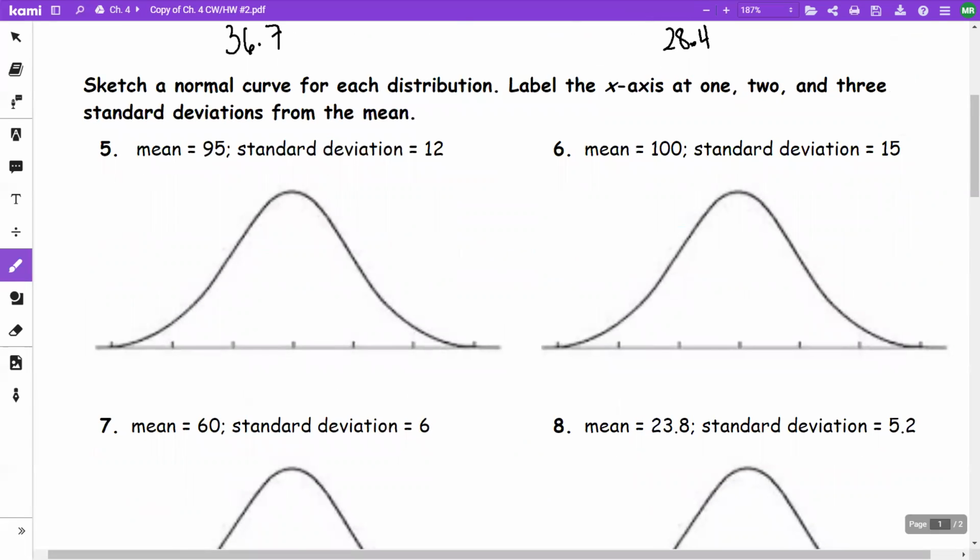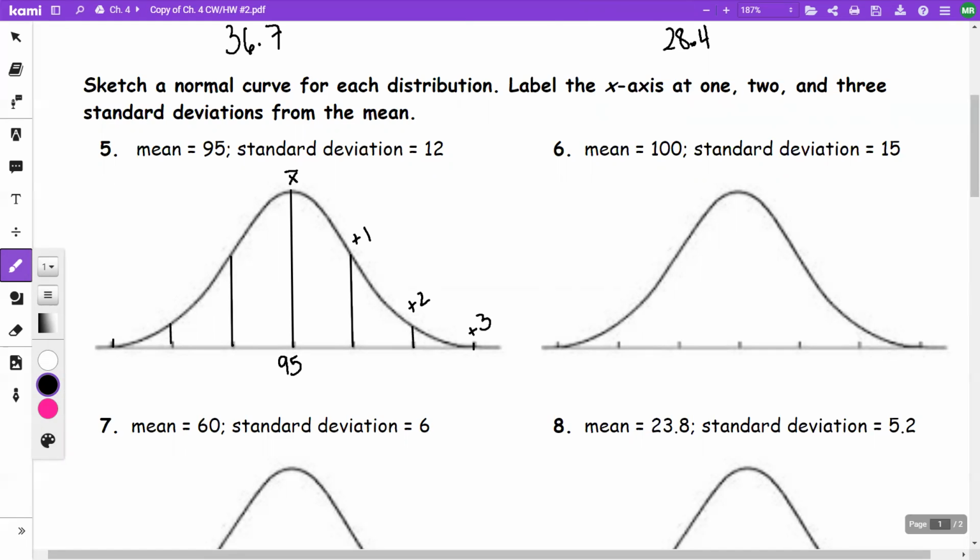Now, on the next one, they want us to sketch a normal curve for each distribution and label the x-axis at 1, 2, and 3 standard deviations. So when I'm doing this, my mean is going to go here in the middle. I'm going to put x-bar here, and this is 95. And then I go 1 deviation, 2 deviations, 3 deviations. My standard deviation is 12.